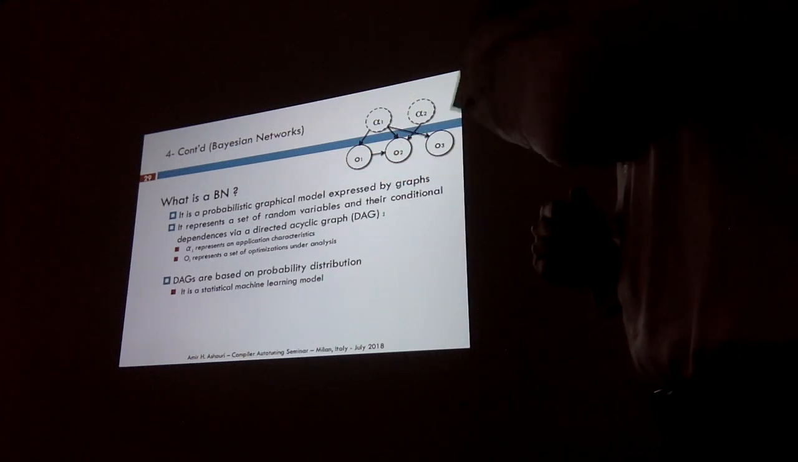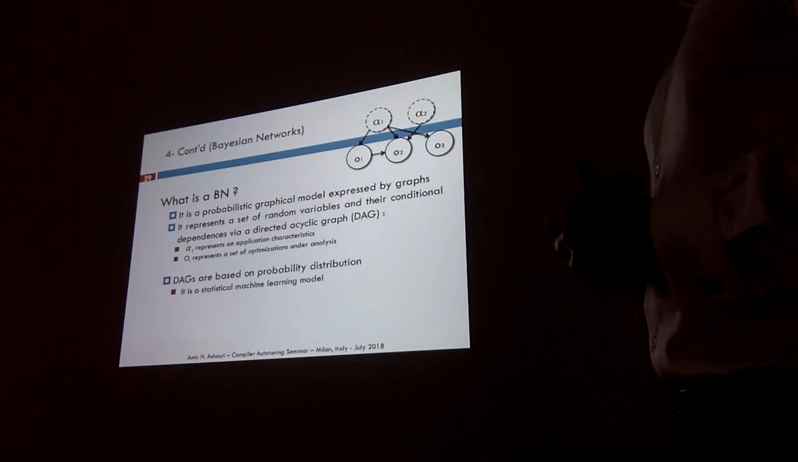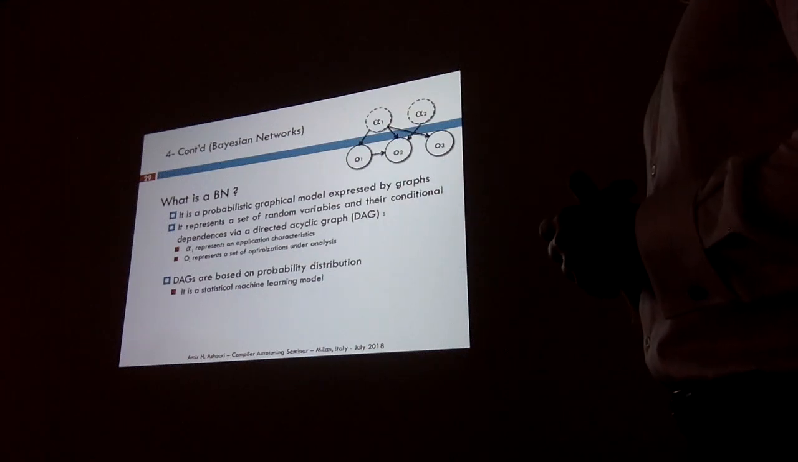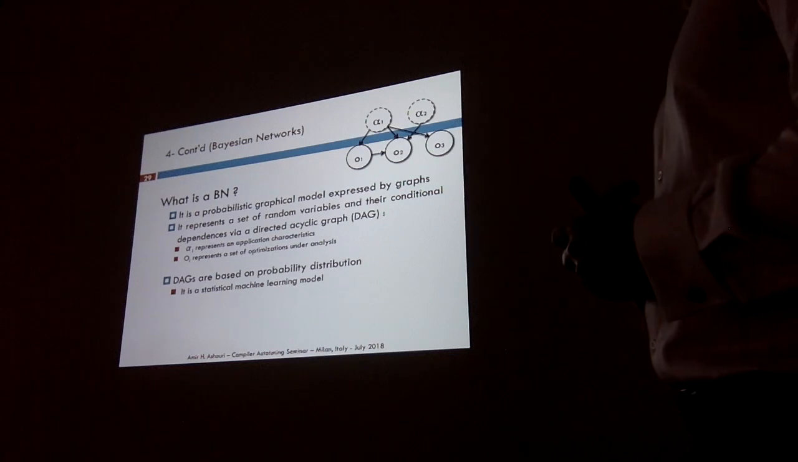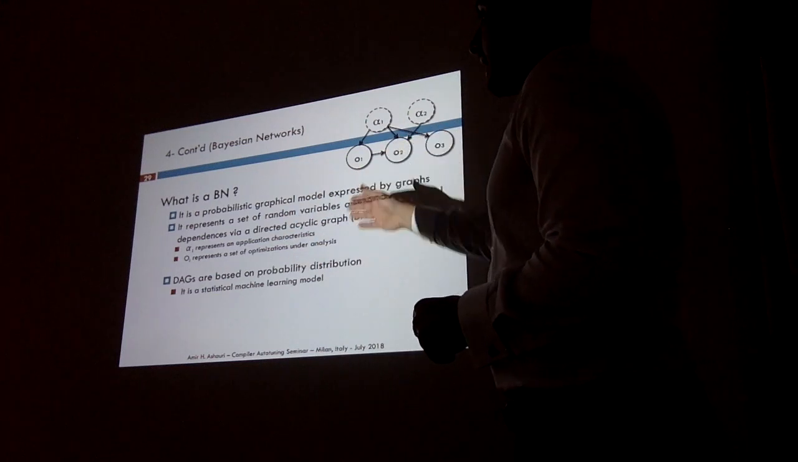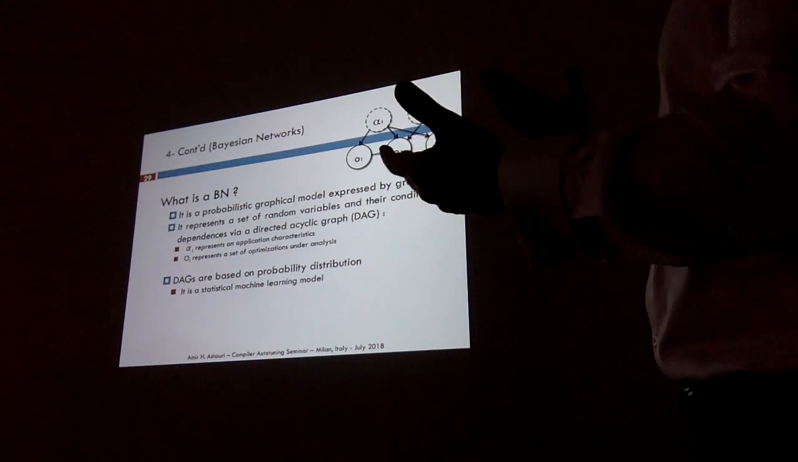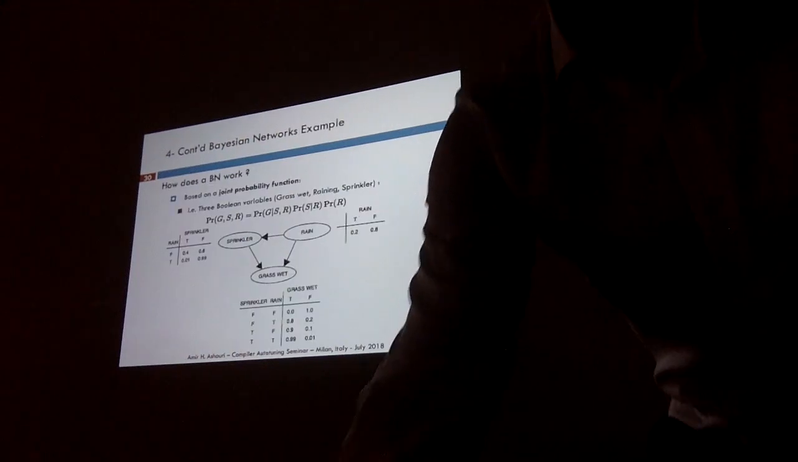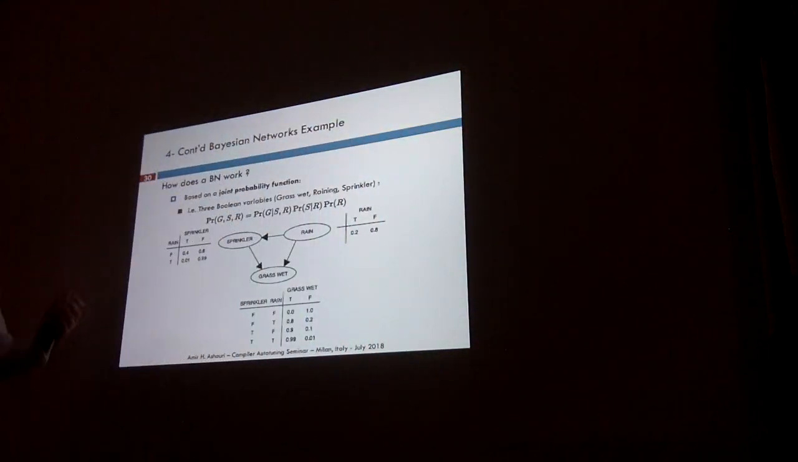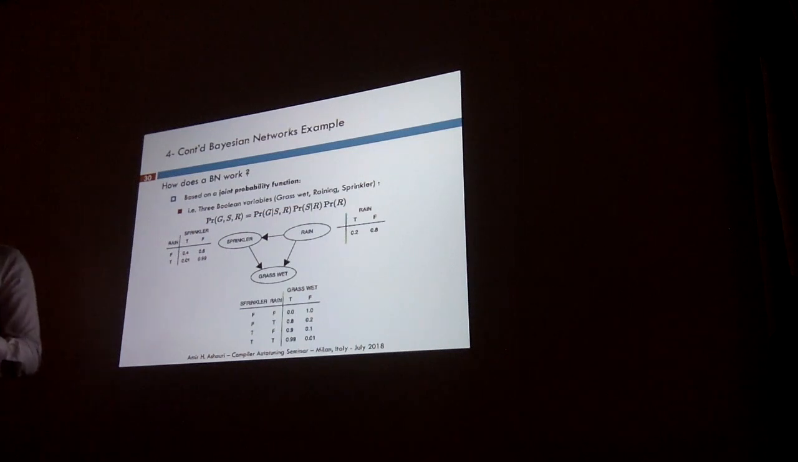All right, so a Bayesian network is a probabilistic graphical model expressed by graphs, and you're going to have a directed acyclic graph, which we call a DAG. The DAGs here are based on probability distributions. Thus, it's a statistical model. As an example, when you want to describe a very simple problem using a Bayesian network, suppose you have 3 Boolean variables.